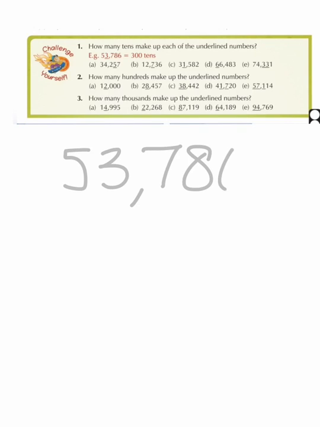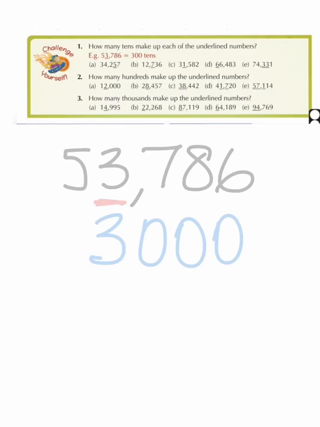So we're looking here, boys and girls, at the actual question itself. So how many tens make up each of the underlying numbers? Now if we look at the example that's given to us, we've got 53,786 and the underlined is the 3. The first question you've got to ask yourself is what does the 3 stand for? So it's that digit value within the number. So I've got 3 in the thousands, forget about the hundreds, the tens and the units. So I know that that 3 stands for 3,000.